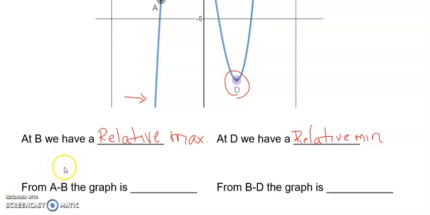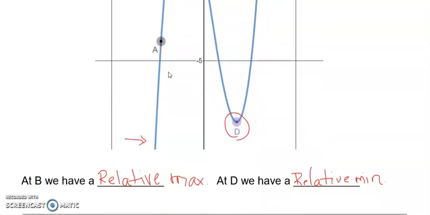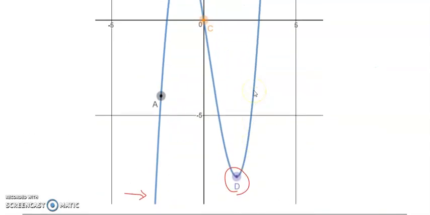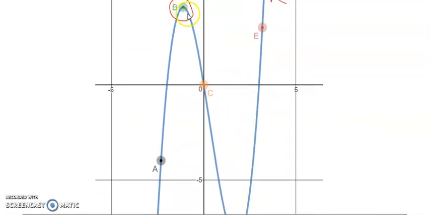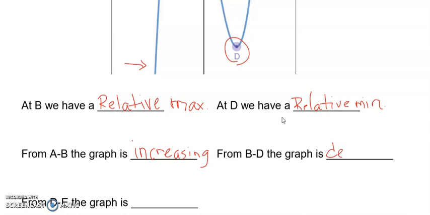Okay, what about from A to B? What is the graph doing from A to B? Well, from A all the way up to B, it's getting higher and higher. And if you look at the derivative, the slope of the tangent line, it's positive. So from A to B, the graph is increasing. It's getting bigger. From B to D, there's B right at the very top, and all the way down to D, the graph is decreasing. And of course, the derivative there would be negative.